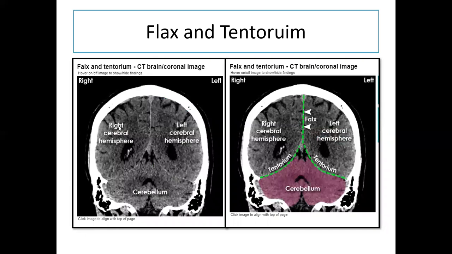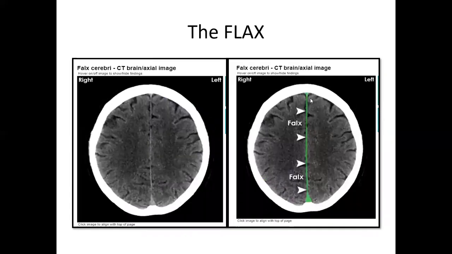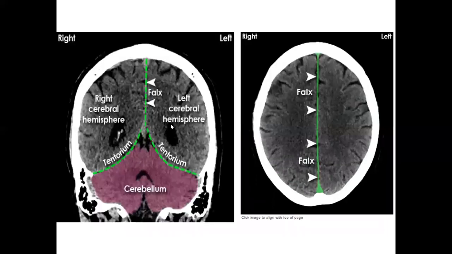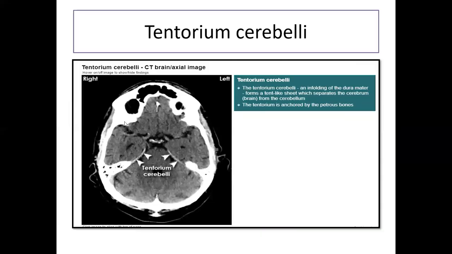So this is the falx. You can see the falx and superior sagittal sinus. This is the tentorium cerebelli, which covers the cerebellum like a tent, separating the cerebrum from the cerebellum. You can see the enhancement pattern here. Again, you can see the falx and tentorium enhancement. So this is tentorium cerebelli enhancement in the normal CT.